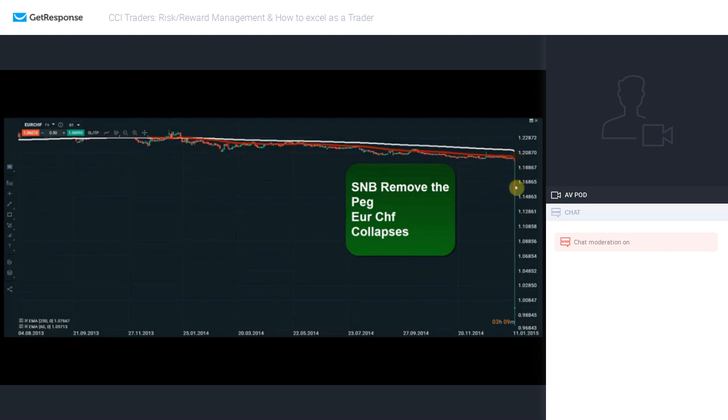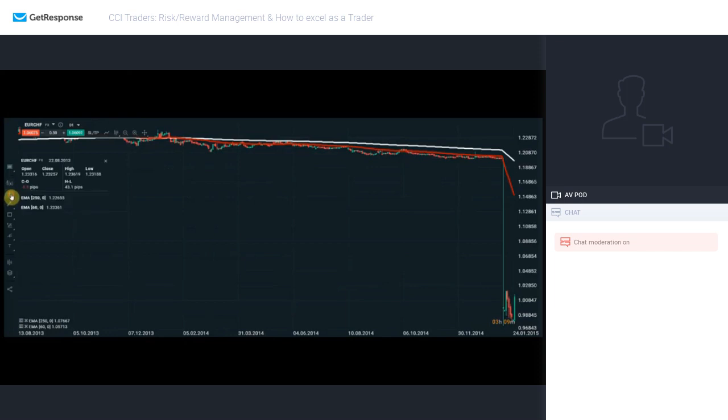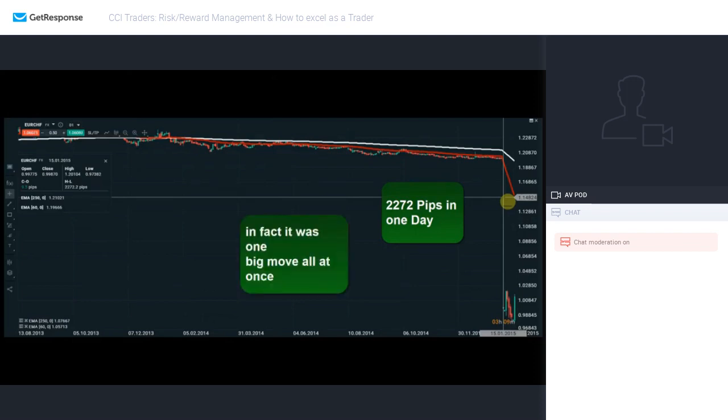This move here was a massive move. The whole of the charting system went haywire. It went crazy. And this particular price, this day, on the 15th of January 2015, it moved 2,272 pips in 1 day. Not just in 1 day, the most of that move took place in the morning around 9:30 UK time, which was 10:30 European time, and other times around the world.